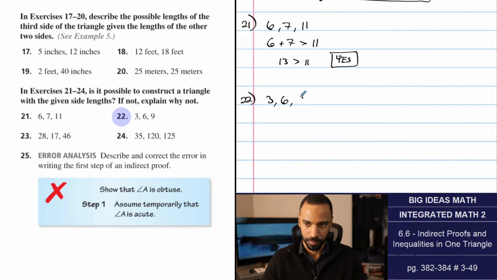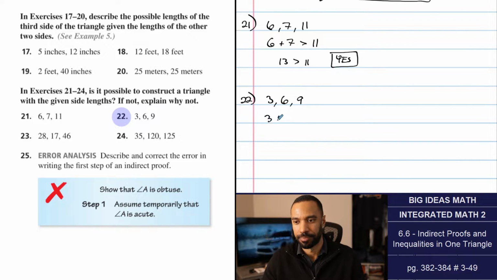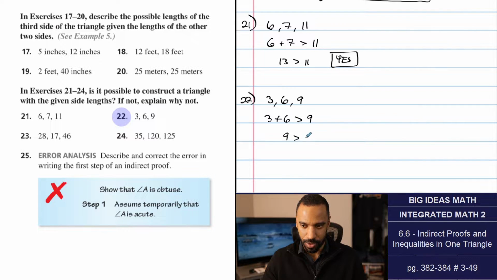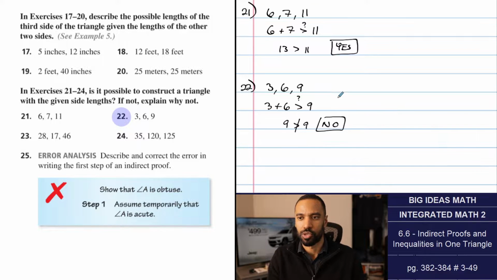3, 6, 9. 3 plus 6 greater than 9? Well, you have 9 greater than 9. Not the case. Let's put a question mark first and then get to the no. Not a true statement. So no, you cannot make a triangle out of side lengths 3, 6, and 9.